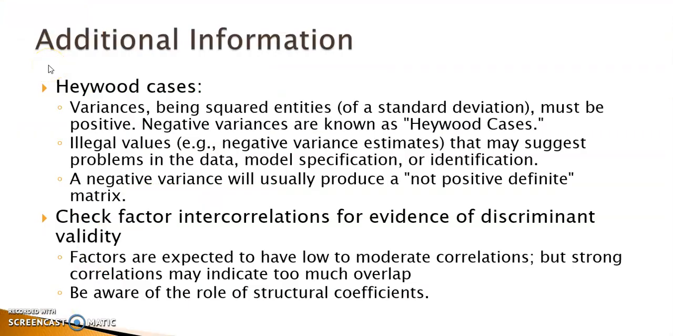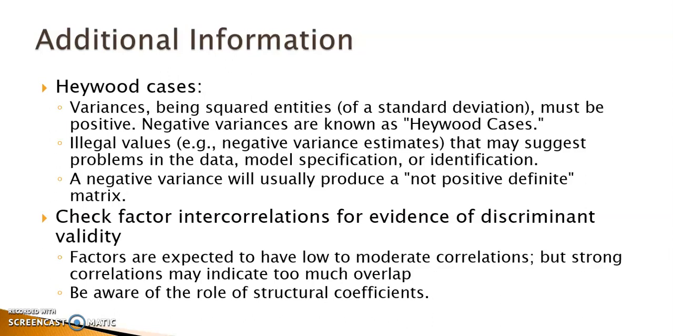The last topic is about Heywood cases. When you run SEM with a real data set, sooner or later you will encounter error messages in the output file such as covariance matrix not positive definite. It is an example of a Heywood case. Variances as squared values of standard deviations must be positive. Negative variances are illegal values known as Heywood cases.